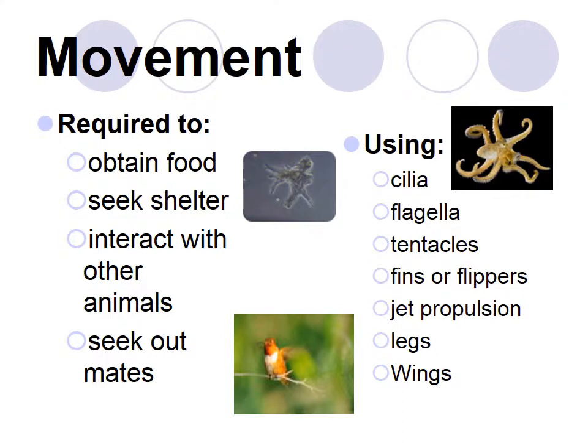So for movement, we need to be able to move as a behavior because we need to be able to obtain food, seek shelter, interact with other animals, and find mates. To be able to move, we're relying on things like cilia, flagella, tentacles, fins or flippers, jet propulsion, legs or wings. Movement is really, really important to all animals.